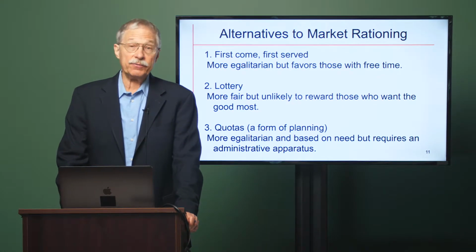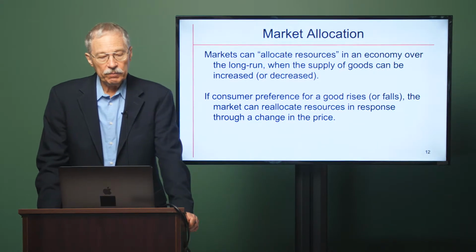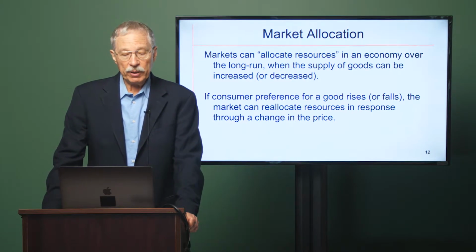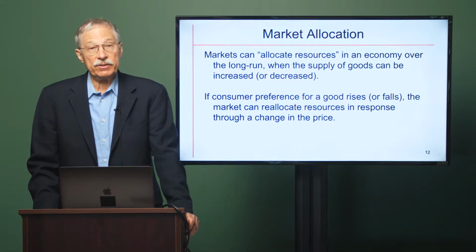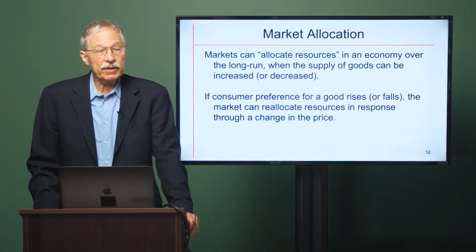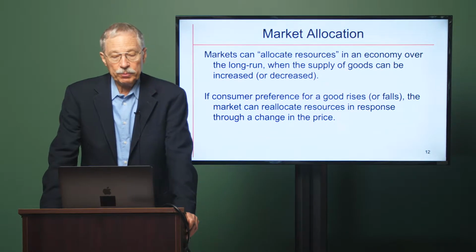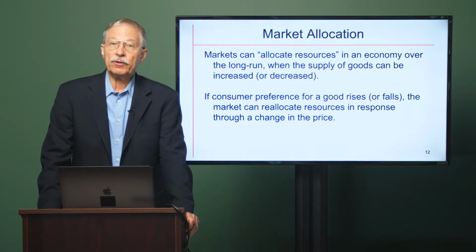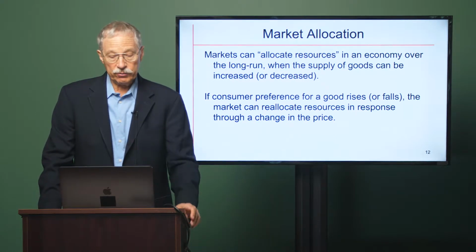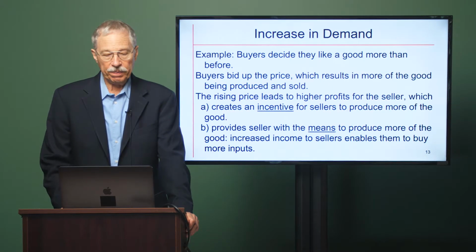Now I'll turn to the other function of markets, the market as allocator. Markets can allocate resources in an economy over the long run when the supply of goods can be increased or decreased. Virtually all products over time eventually can be produced in greater or lesser quantity. If consumer preference for a good rises or falls, the market can reallocate resources. It can shift resources around in response through changes in the price.